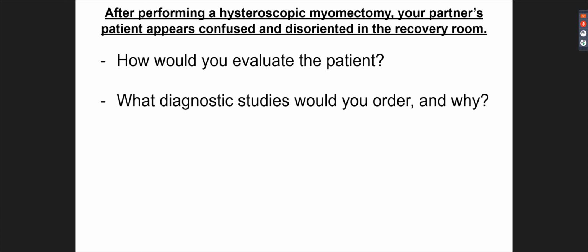So how would a perforation lead to disorientation? Well, if the patient is bleeding intra-abdominally and her hemoglobin is dropping, that could cause altered mental status. Is there another pathophysiology, something else from the perforation? Let's say she's not bleeding.